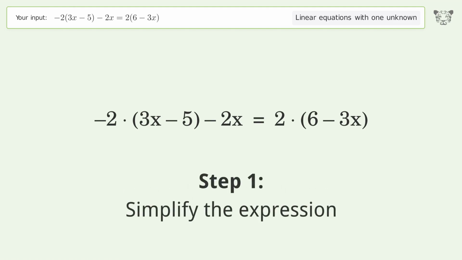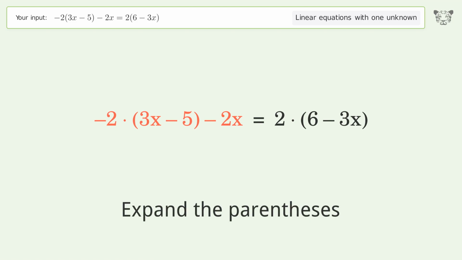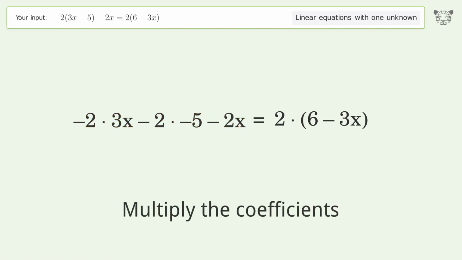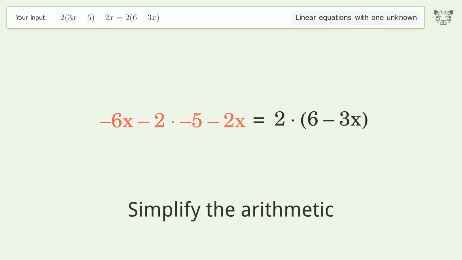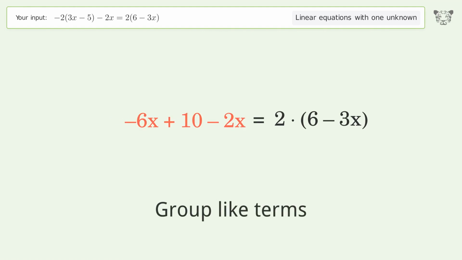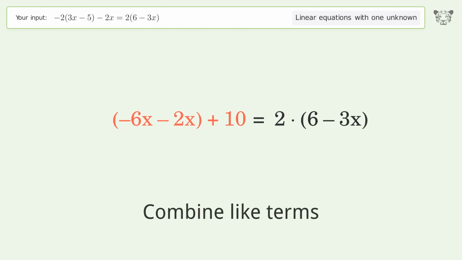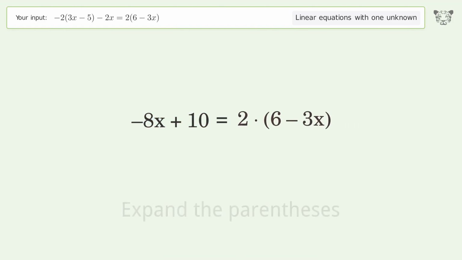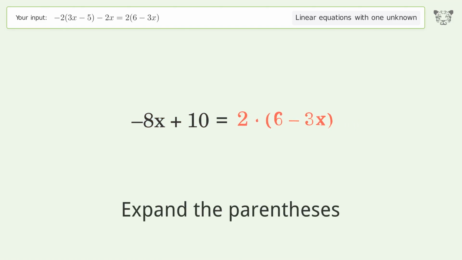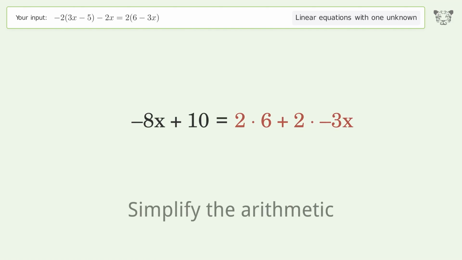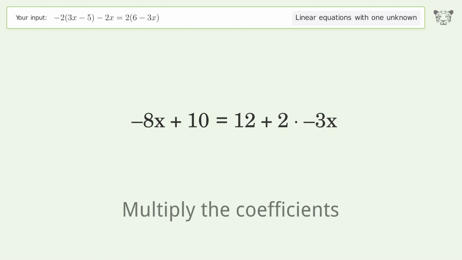Simplify the expression. Expand the parentheses. Multiply the coefficients. Simplify the arithmetic. Group like terms. Combine like terms. Expand the parentheses. Simplify the arithmetic. Multiply the coefficients.